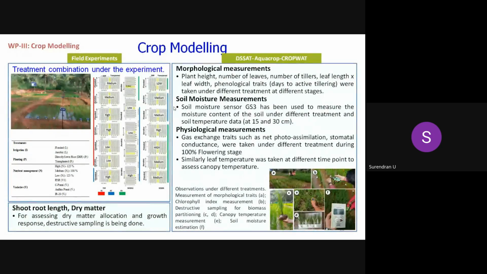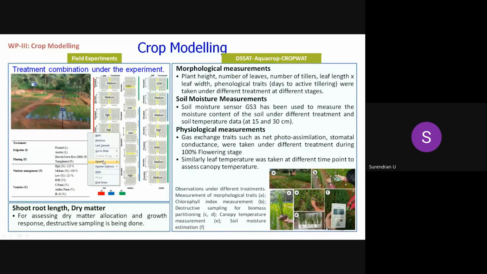Under the changing scenario, suppose the farmer has a water scarcity and goes for aerobic rice, what will happen? So like that, for different scenarios, we have attempted field experiments also: flooded condition, aerobic conditions, then DSR method, transplantation methods, and different nutrient levels.